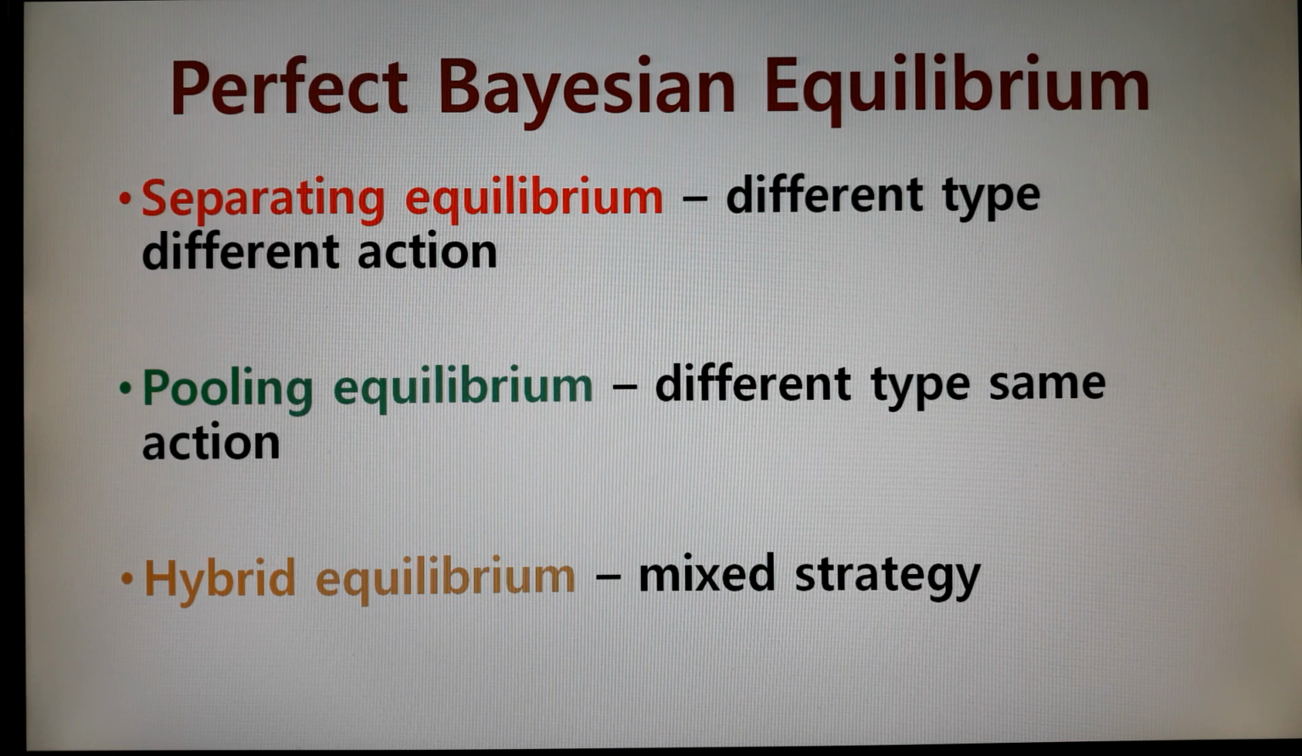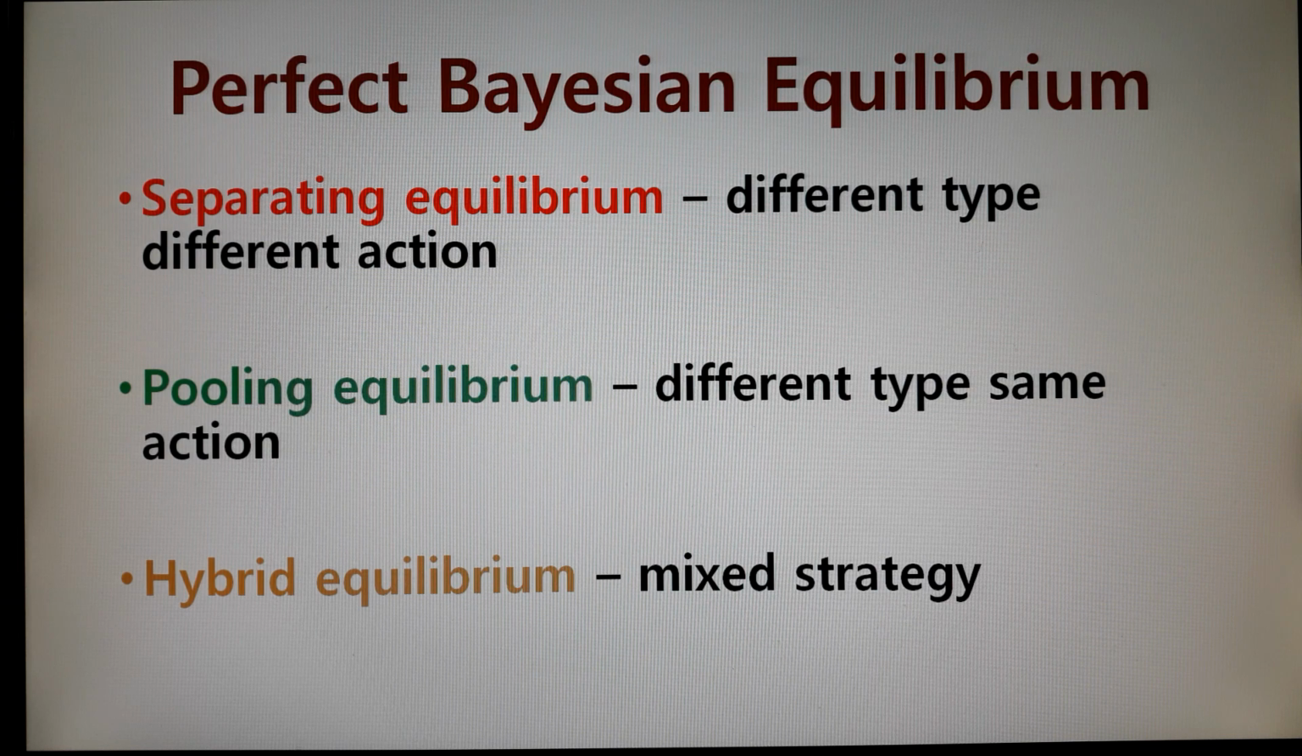Number one, okay, different types, different actions. What does that mean? North Korea, sane or crazy. If North Korea is sane, it will do something A. If North Korea is crazy, it will do something B. So as soon as you see whether North Korea did A or B, you can tell definitely whether North Korea is crazy or sane.